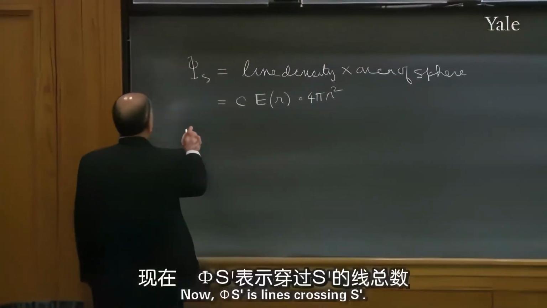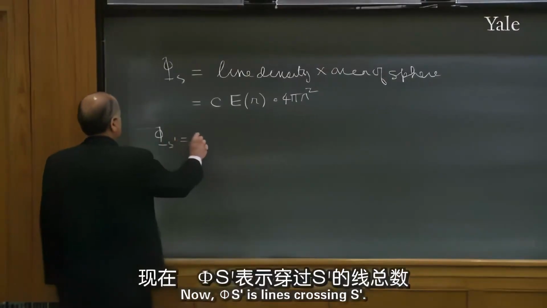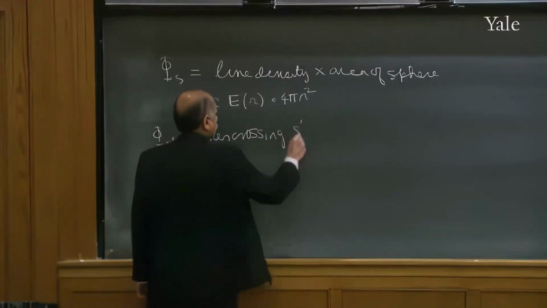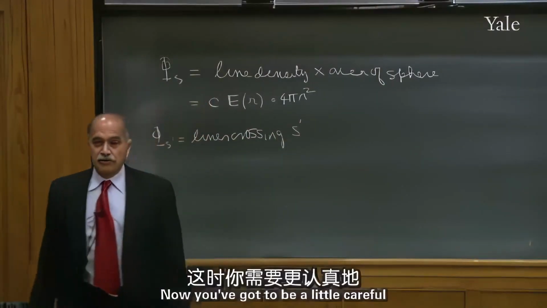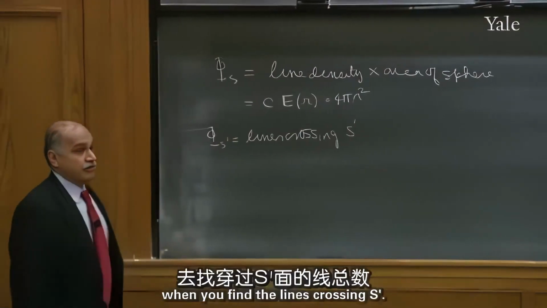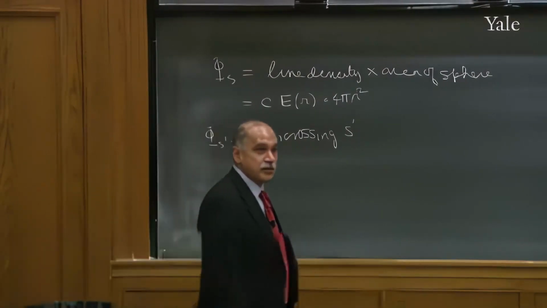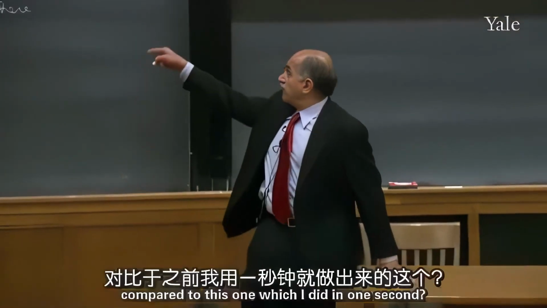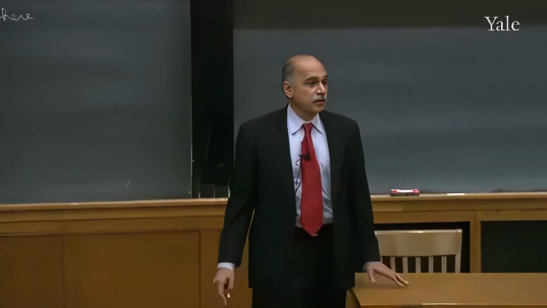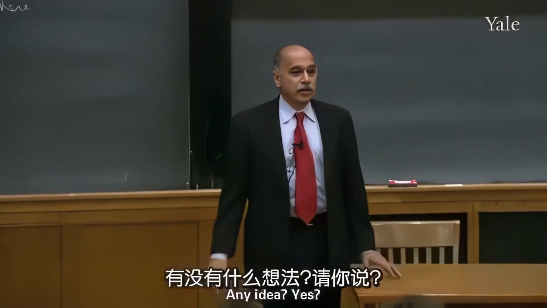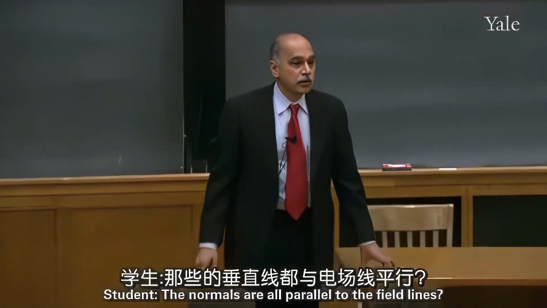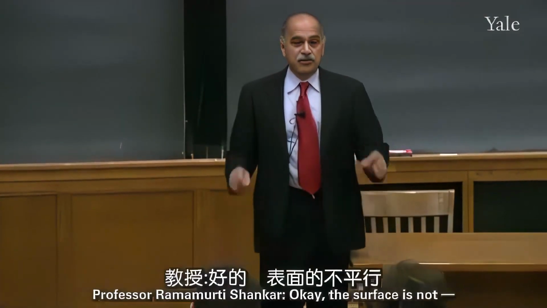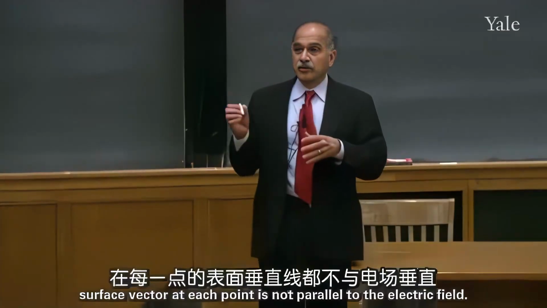Now, phi sub S prime is lines crossing S prime. Now, you've got to be a little careful when you find the lines crossing S prime. You understand why that's more difficult? What are the two complications in finding the lines crossing S prime compared to this one, which I did in 1 second? Any idea? Yes? Normals are all parallel to the field lines? Which is not parallel? The normal to the surface isn't parallel. Okay, the surface vector at each point is not parallel to the electric field.